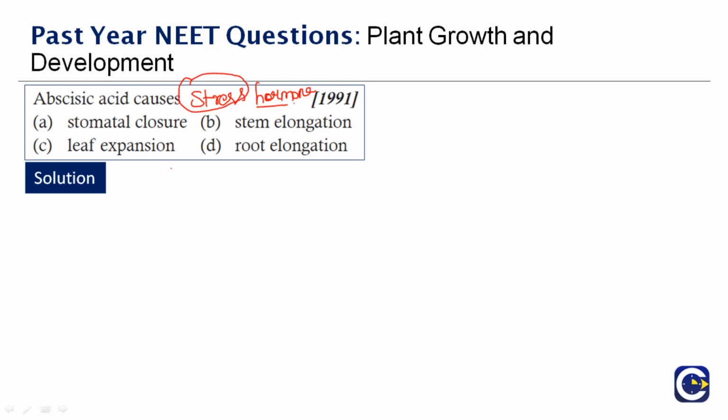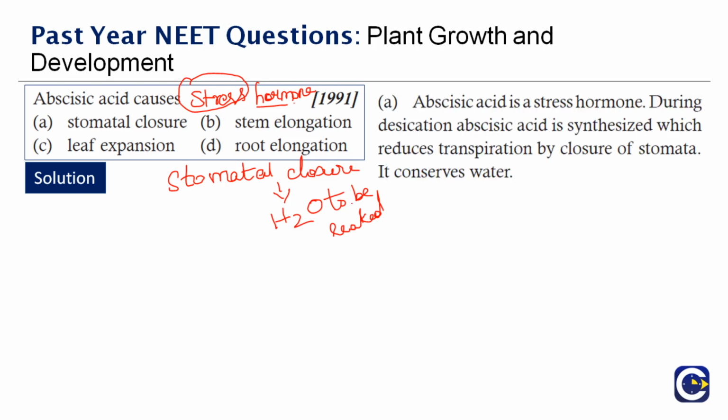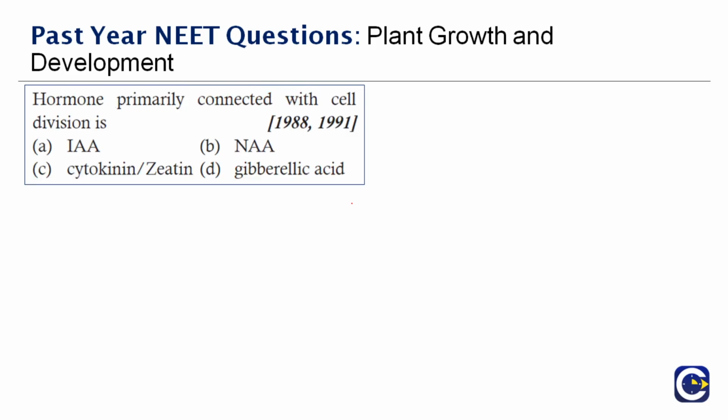So at that time, the abscisic acid will cause the stomatal closure. It is called stomatal closure. Once the stomata close, it prevents the water from leaking out. It prevents further water loss. Therefore, abscisic acid causes stomatal closure. Easy question, right?